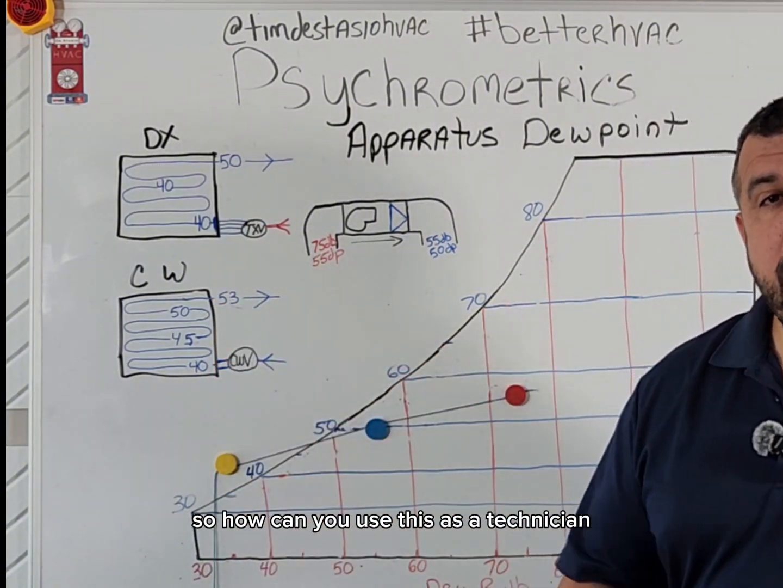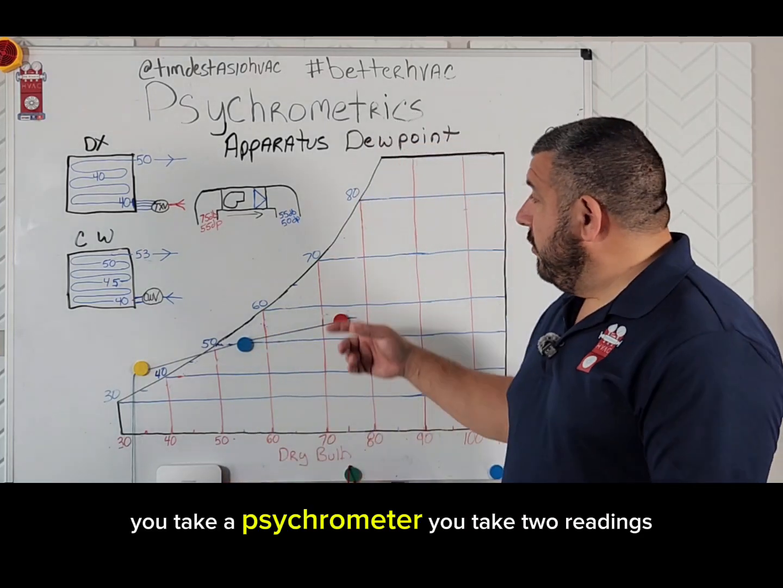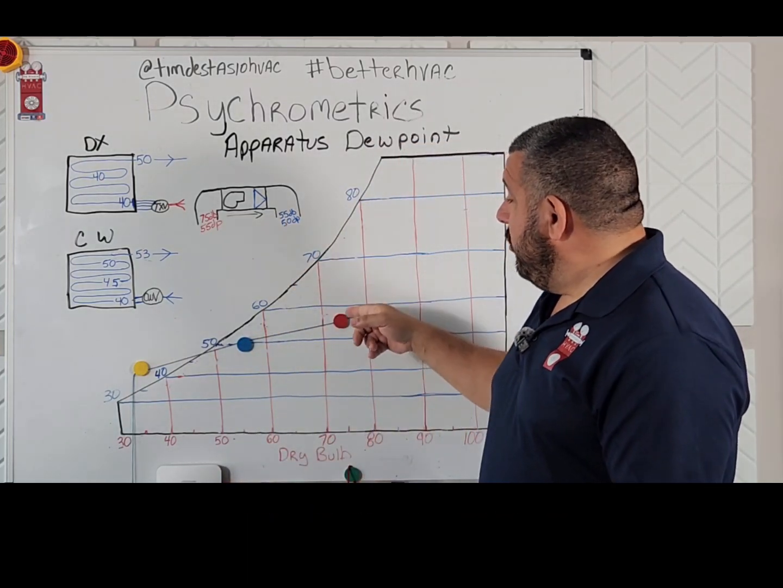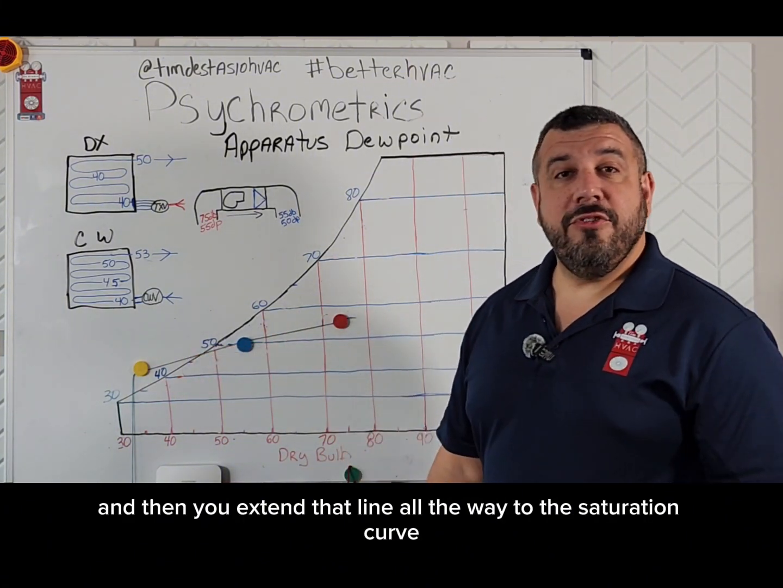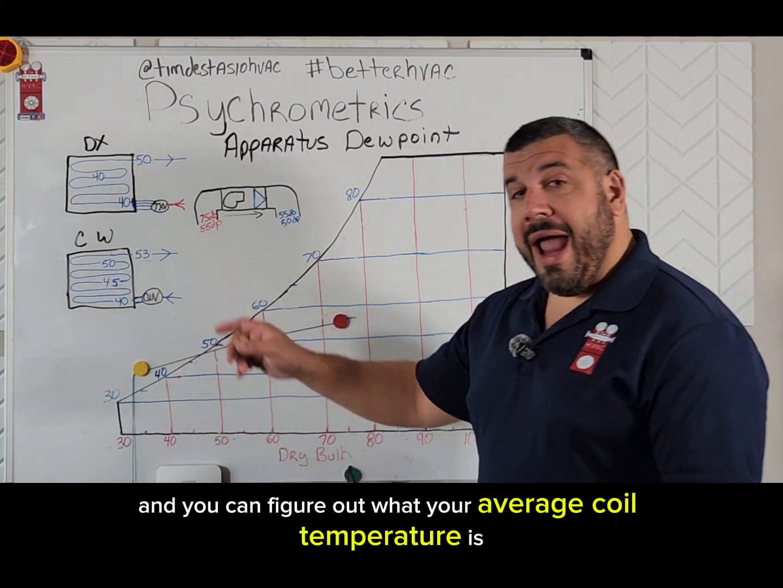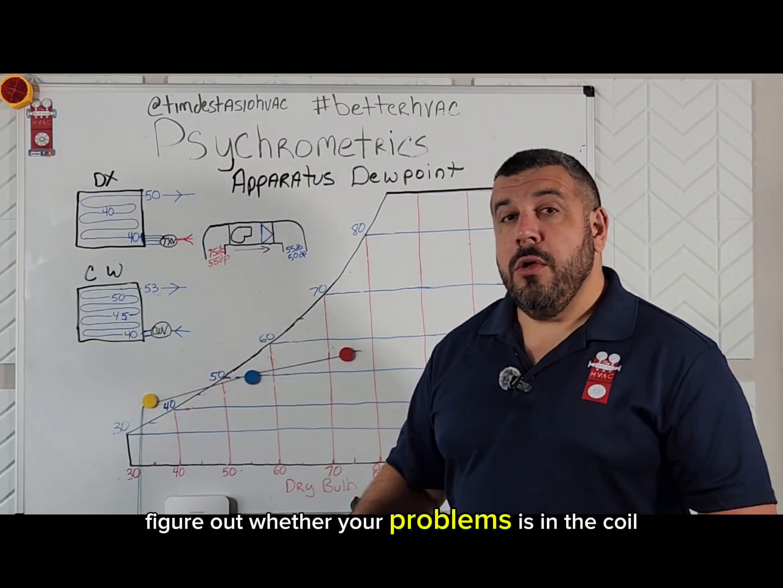So how can you use this as a technician? Well, let's say you're on a service call, you take a psychrometer, you take two readings, you plot your process line here, and then you extend that line all the way to the saturation curve, and you can figure out what your average coil temperature is, figure out whether your problem is in the coil or maybe it's somewhere else.